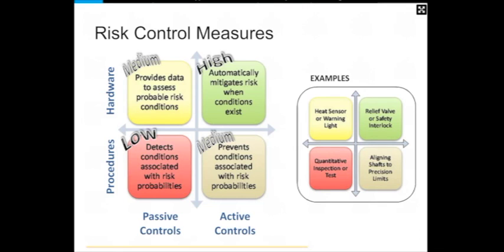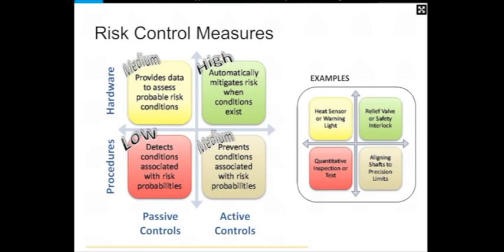So procedures could be things like passive controls, which would be an inspection, a quantitative inspection or test that is really meant to detect that a non-value-adding condition exists. An active control would be a precision maintenance activity or a preventive action that actually removes the condition itself, prevents the condition from happening. Hardware controls, as I mentioned, are more effective oftentimes because they don't have the human error.